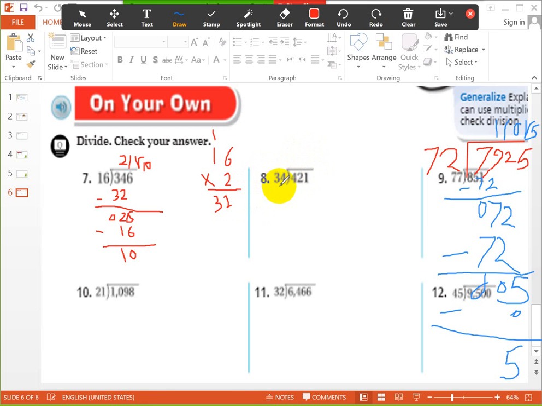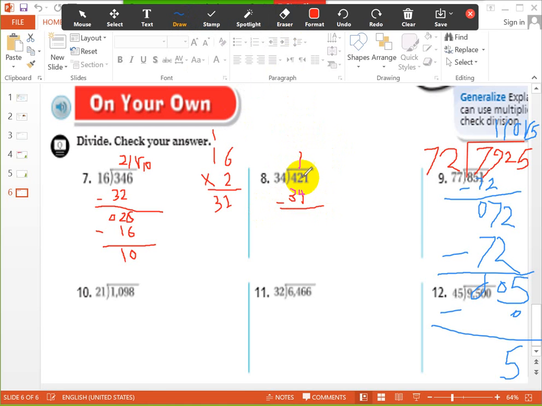42? That's right. Only one. Just one. Now 1 multiply 34 equals what? 34. Let's subtract.